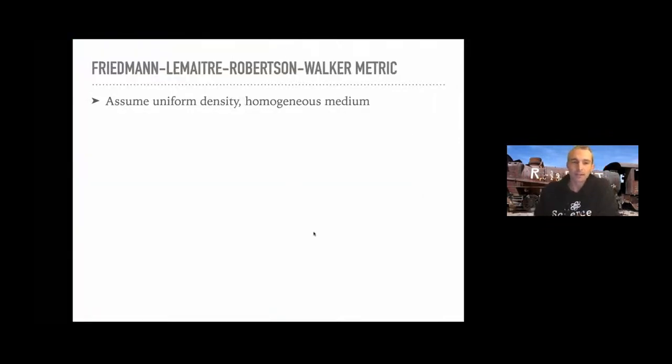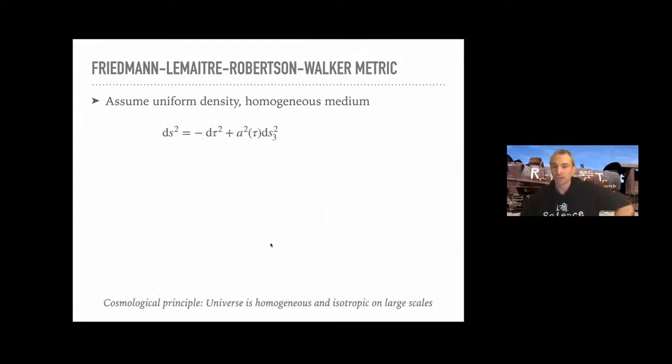All right, so let's just refresh you on what you should hopefully know already. When we're talking about cosmology, we're usually talking about the Friedmann-Lemaître-Robertson-Walker metric. That just means assume that the universe is a uniform density, sort of infinite medium, which means write the metric in the following form. The cosmological principle is that this is a good description of the universe because the universe is homogeneous and isotropic on large scales.